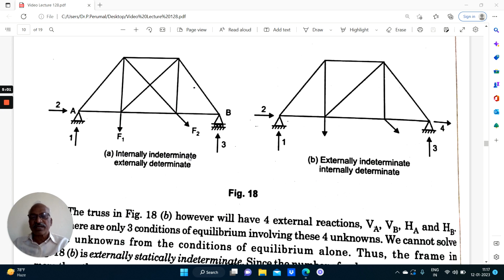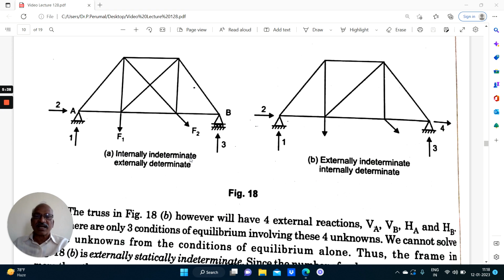A truss may also be externally indeterminate. Externally indeterminate means the truss has more supports, for example, resting on 3 hinges. Each hinge can take 2 reaction components, so 3 hinges mean 6 reaction components. We have only 3 equations of equilibrium. Therefore, with 3 equations of equilibrium, 6 unknowns cannot be solved, and the structure will be externally indeterminate to 3 degrees.